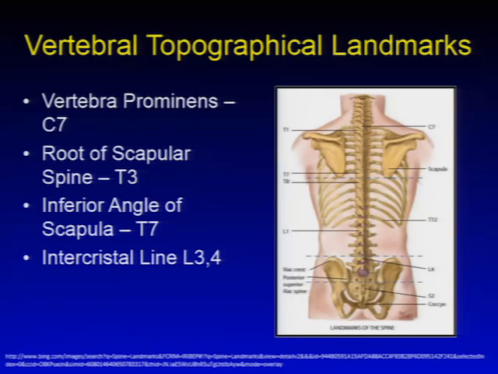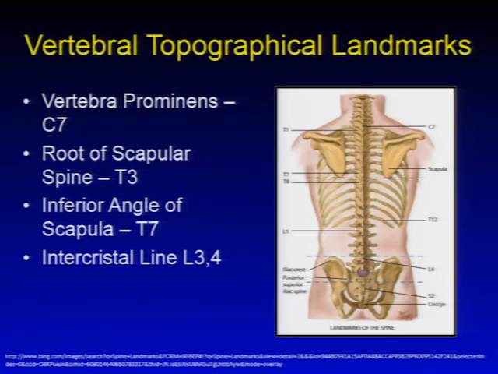The next subject we will cover are the vertebral topographical landmarks. These landmarks are important for determining the appropriate level at which to perform procedures such as epidural, paravertebral, and lumbar plexus blocks. The most cephalad landmark is the vertebra prominens, which is the C7 spinous process, named so because it is the largest and therefore most prominent of the spinous processes.